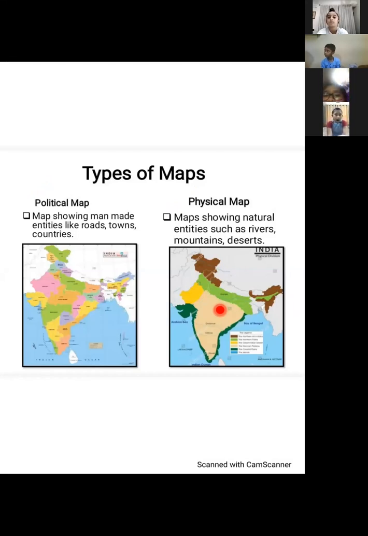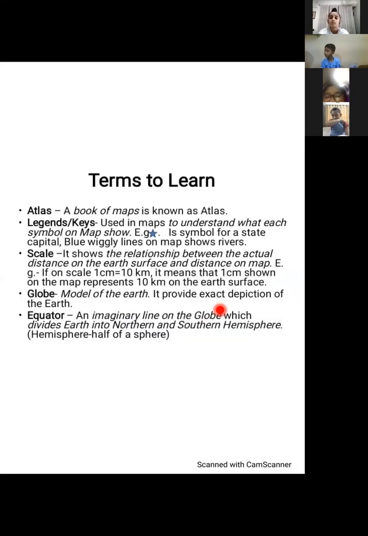Now, children, going to the next slide, you have different terms that you have to memorize so that you should be able to write and explain these. The first one is the atlas. So children, atlas is a book of maps.